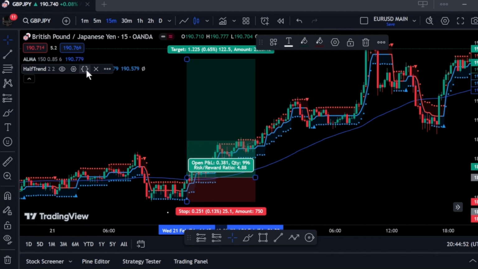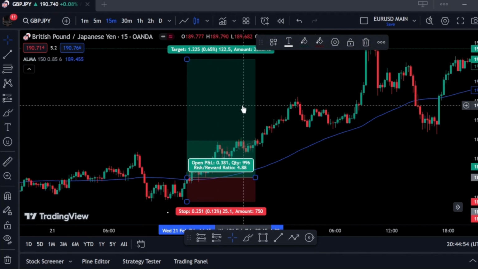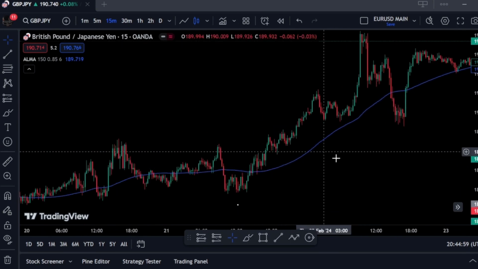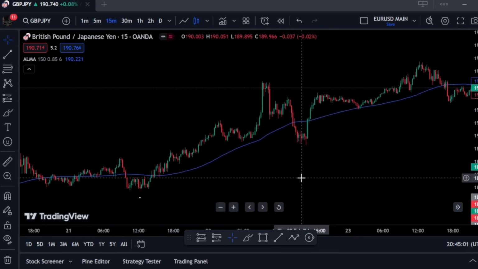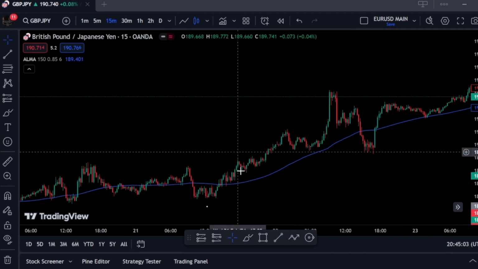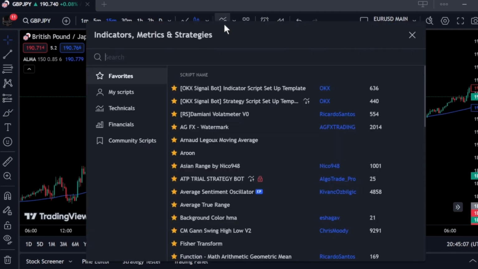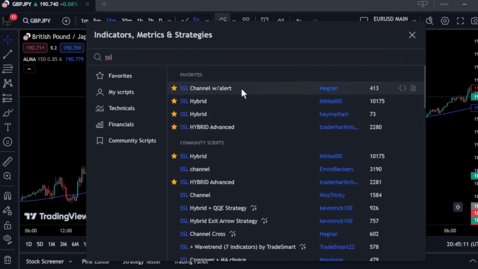The next indicator on our list is my personal favorite. This indicator is currently part of my trading algorithm, which has been profitable for 5 years. The name of the indicator is the SSL Channel Chart Alert Indicator. To add this indicator, click on the Indicators tab and type SSL, select the first one by Hegner. Now backtesting with the same rules.